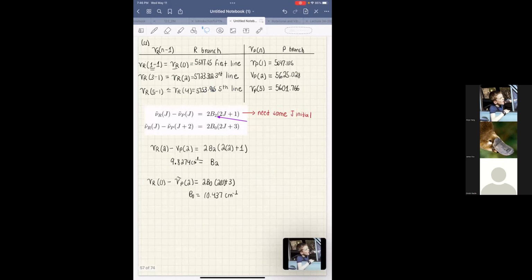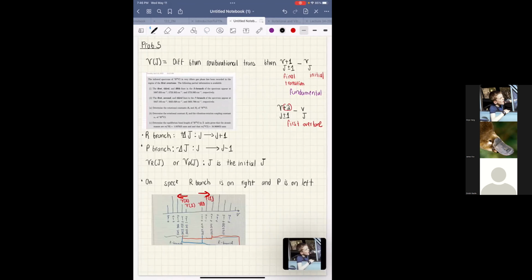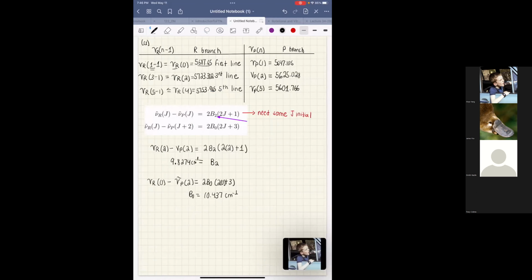If they tell you it's the first line on the R branch, all you have to do is use n as a number line. The first line they tell you is this, which is plugged in right here. I put 1 here because it's the first line, and 1 minus 1 is 0. So this will be νR of 0, because we're talking about the R branch and the J level before is 0. Does that make sense?